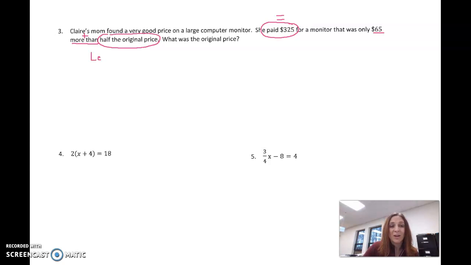Well, since we're looking for the original price, I'm going to say let x, why x? I don't know, it's a variable we use a lot in algebra. You can use whatever you want. Let x be the original price.